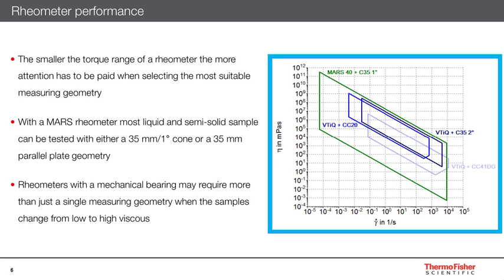The blue parallelograms represent the measuring ranges of a rheometer with the mechanical bearing and different types of geometries. The ranges for the individual geometries are significantly smaller compared to the air-bearing rheometer, and the utilization of different geometries is required when sample properties change from low to high viscous.